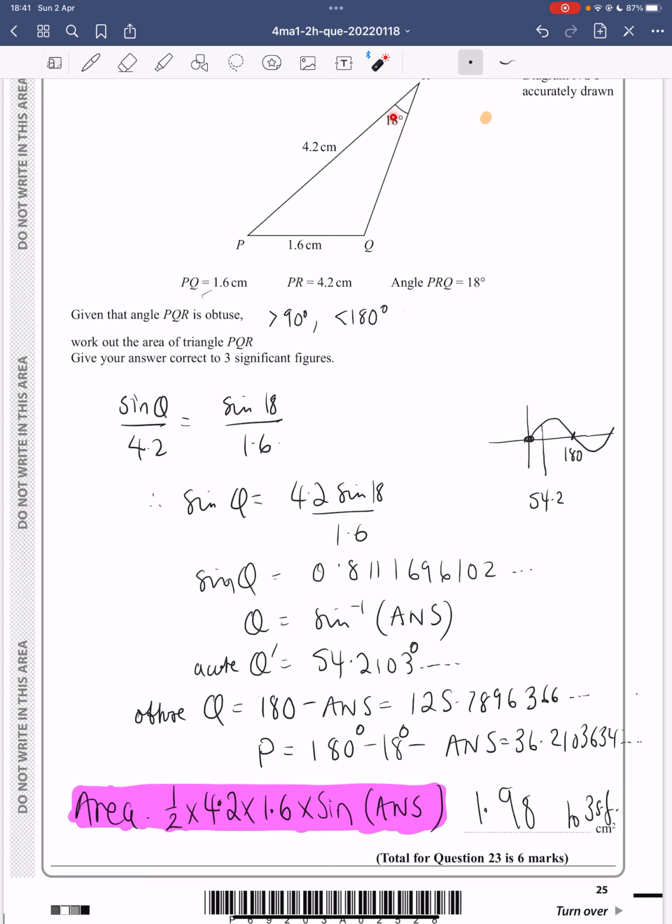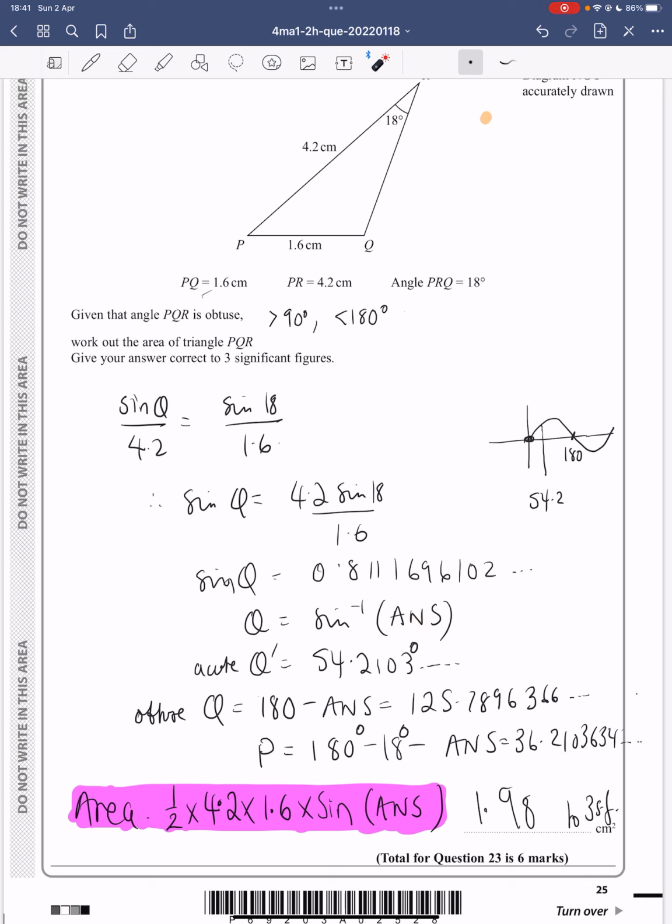We've got this ratio. We can use this to work out the angle at Q using the sine rule, because we need a side and its opposite angle. So we've got sine Q over 4.2 is sine 18 over 1.6. So sine Q is 4.2 sine 18 divided by 1.6, calculator. So sine Q is that, off the calculator. So Q is sine inverse. I press the answer button on the calculator, and it comes up as 54.2.